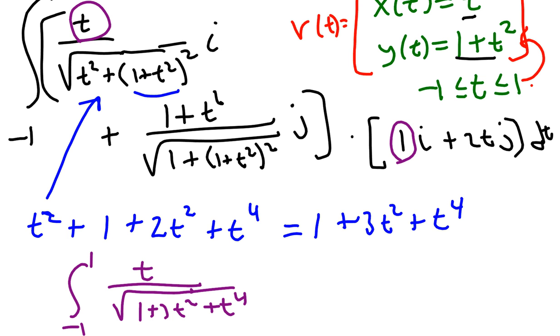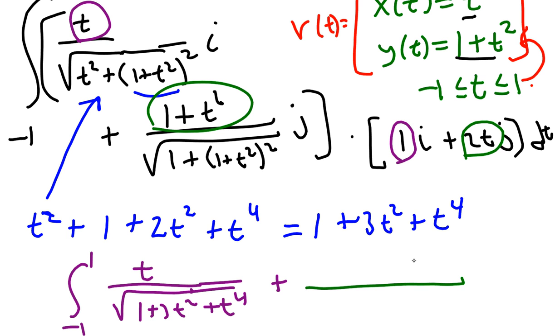And then dot product tells you to add to that the product of the y components. So the y components are here. You've got this numerator, 1 plus t squared times 2t. So if we were to multiply those together, we end up getting 2t plus 2t to the third.